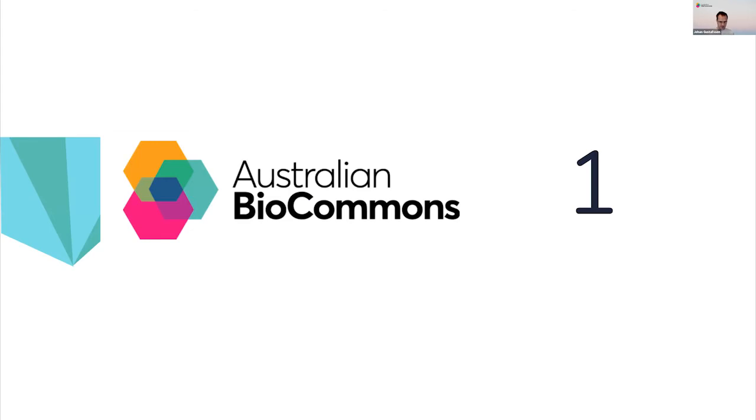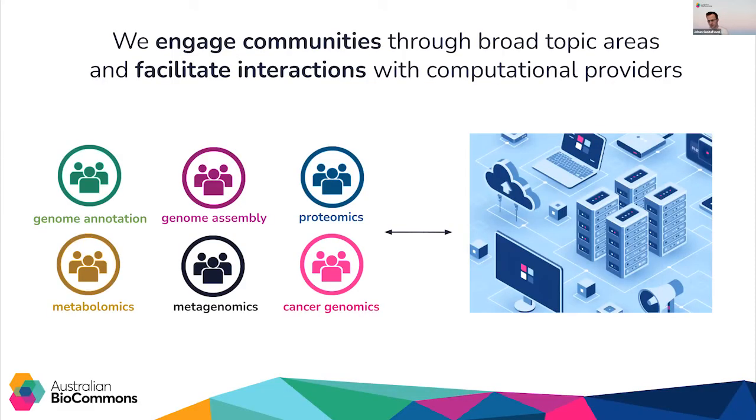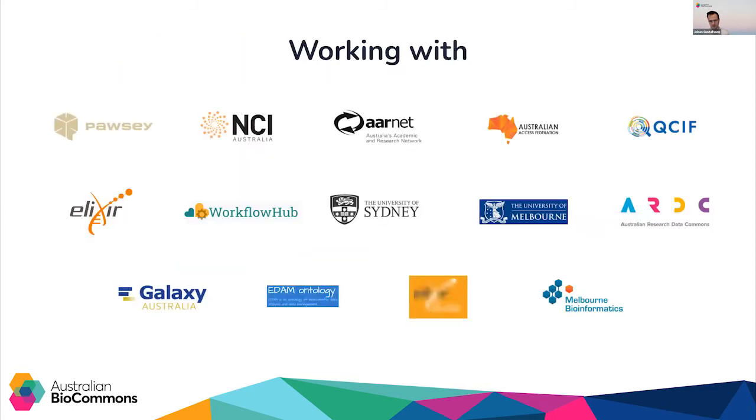So starting with the Australian Biocommons, in essence, we engage broadly with communities. And so you can see some examples of those here: genome annotation, genome assembly, whole domains like proteomics and metabolomics. And we facilitate interactions with computational providers. The reason for this is that we want to build a more fit for purpose, flexible and cohesive data analysis ecosystem. And in essence, we're advocates for community requirements. To do this, we work with many partners. And so here's some of those partners up on the screen, and you can see NCI is one of our key partners. But this also extends to other computational facilities, institutions, as well as Elixir in Europe.